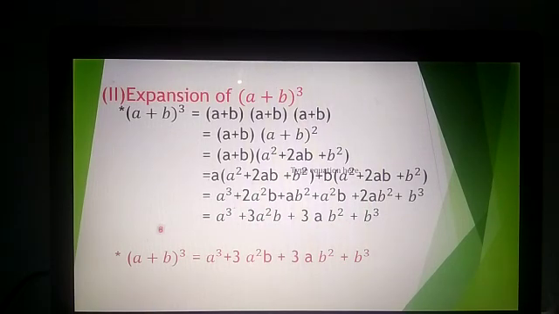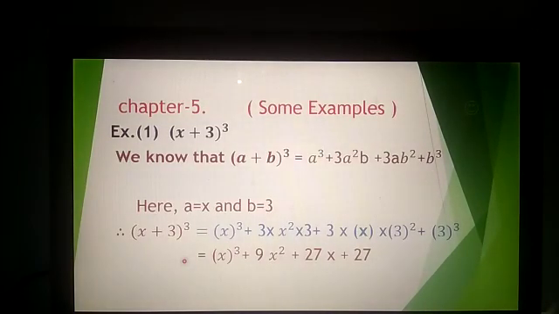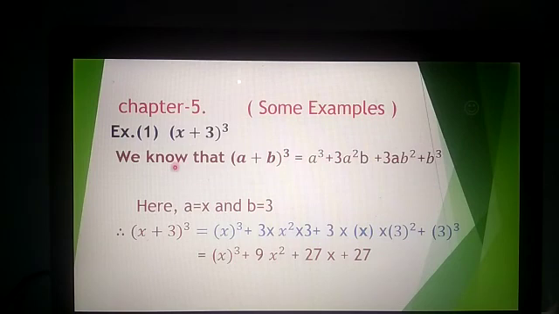In this way we got the complete expansion formula: a plus b whole cube is equal to a cube plus 3a square b plus 3ab square plus b cube. Based on this expansion formula, now we will study some examples. So example number 1, based on chapter 5, expansion of a plus b whole cube.